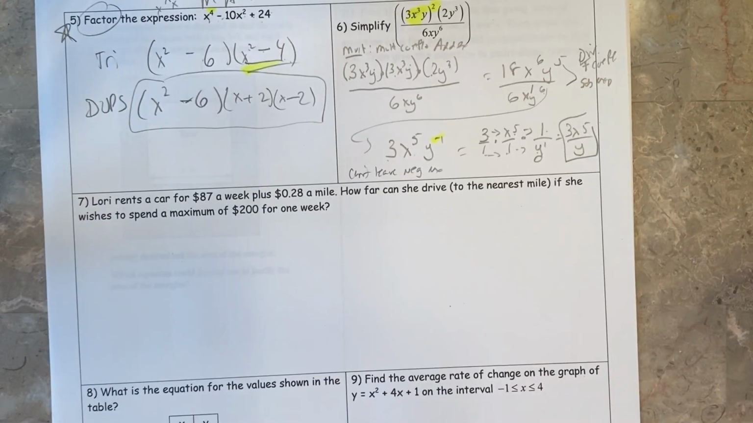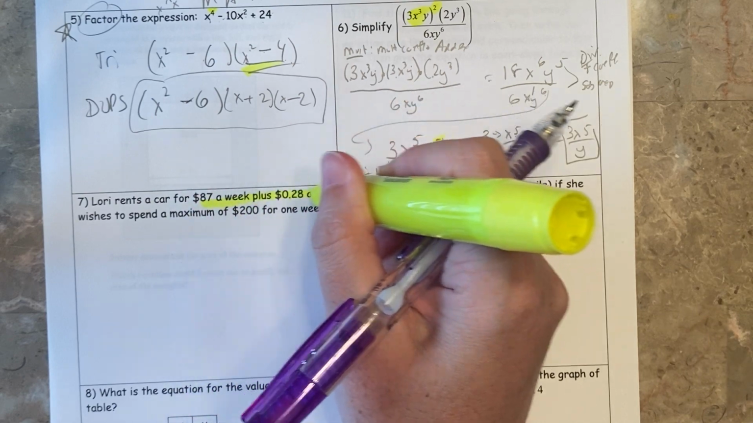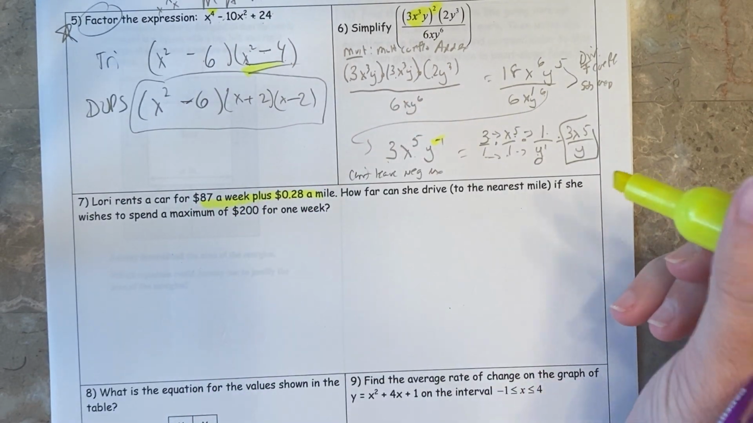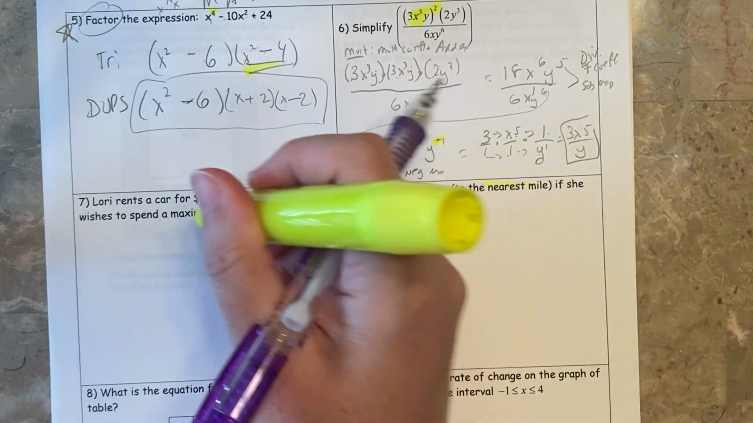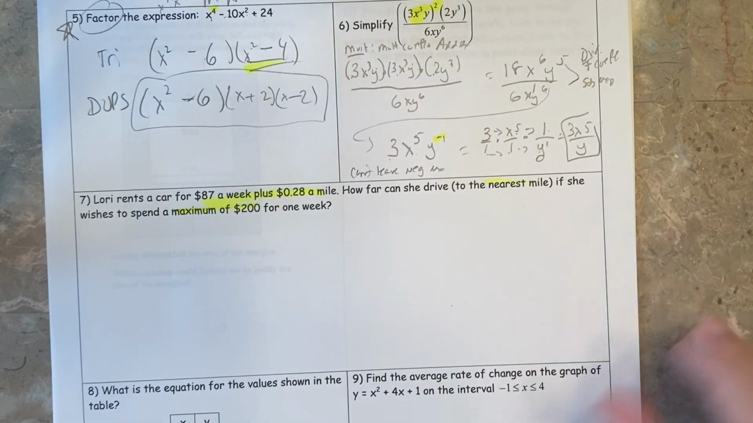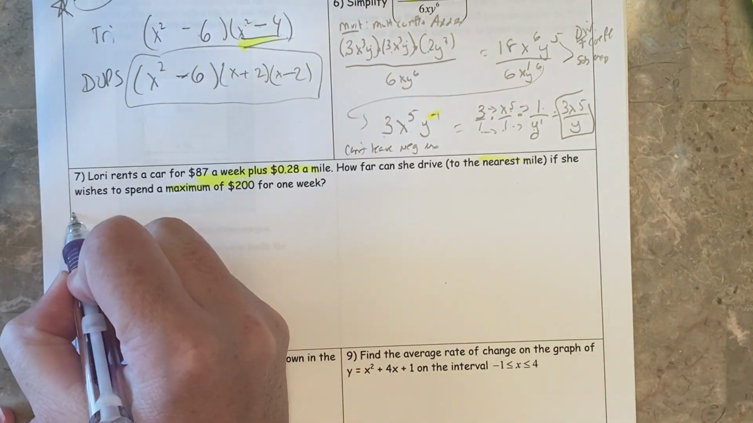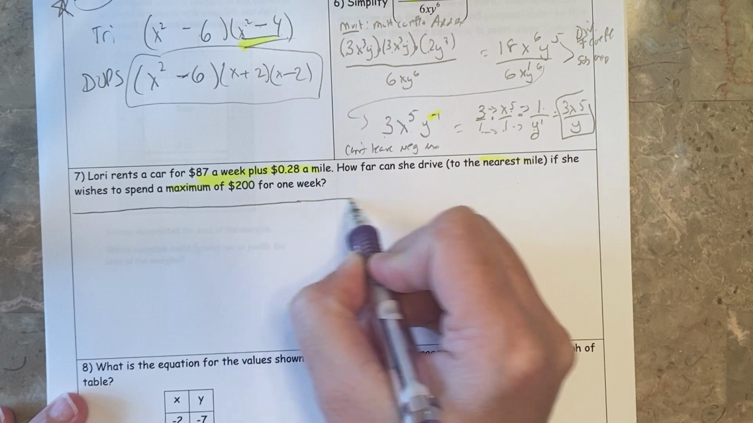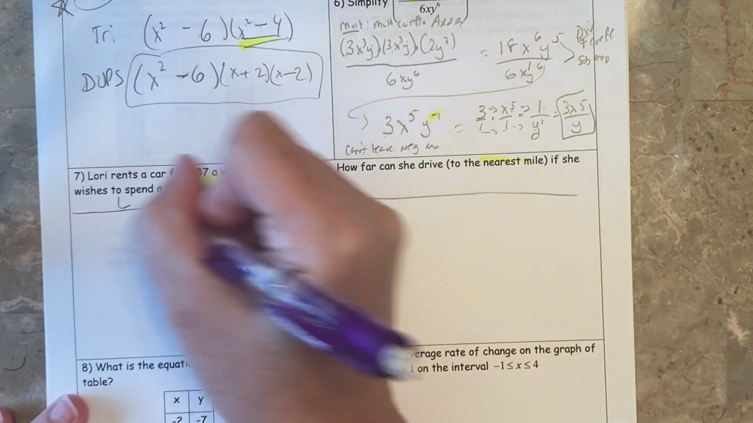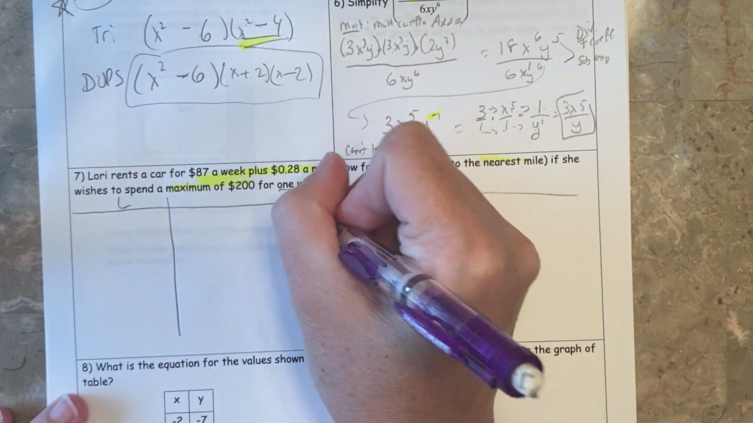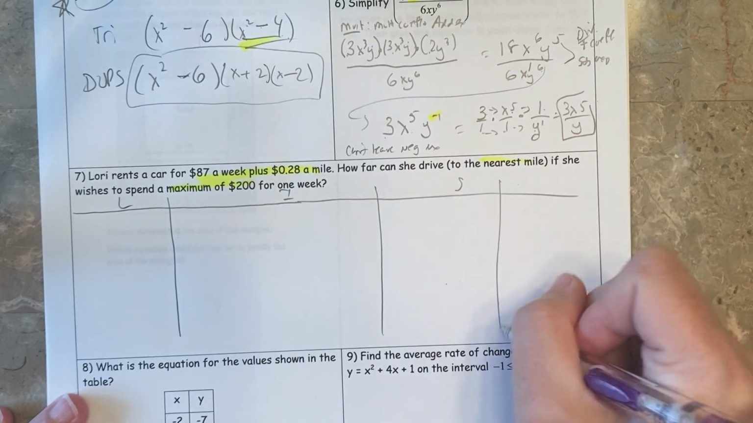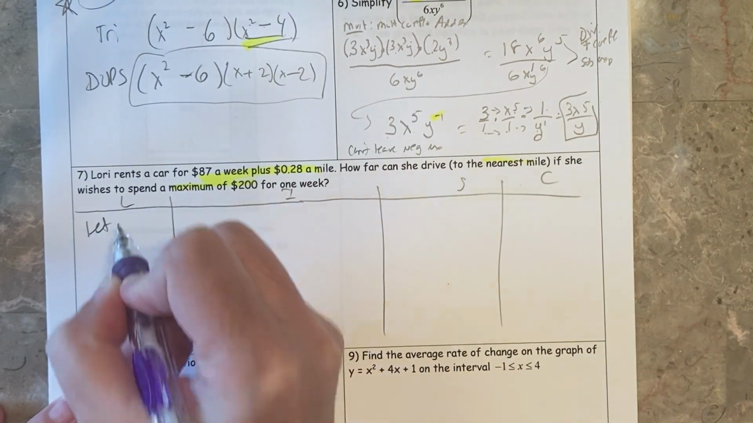Okay, number 7, Lori rents a car for $87 a week plus 28 cents a mile. How far can she drive to the nearest mile if she wishes to spend a maximum of $200 for 1 week? I know you're going to be so excited to do this question right now. I'm sure some of you are definitely complaining at the moment. All right, not too bad. We'll go through quick.